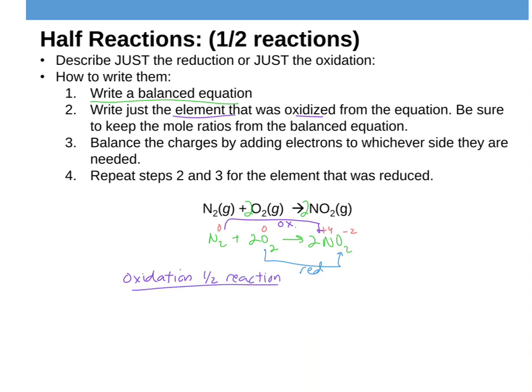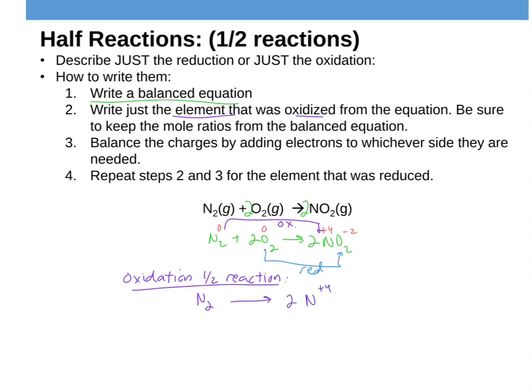And I should mention that sometimes people will write out the whole word "half reaction," and sometimes they'll just write the 1/2 like a fraction, like a half reaction. If you see either one of those, they're the same thing. So if I'm going to write just a half reaction, I just need to write the species that are being oxidized. So I just need to say that N2 goes to 2 N plus 4s.